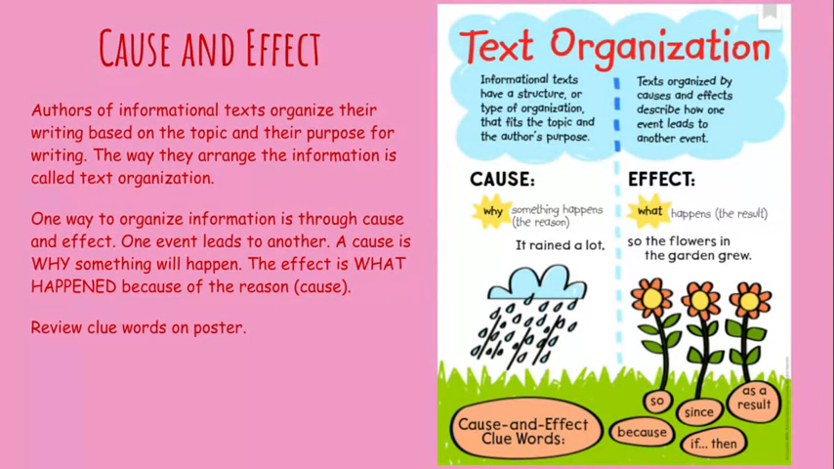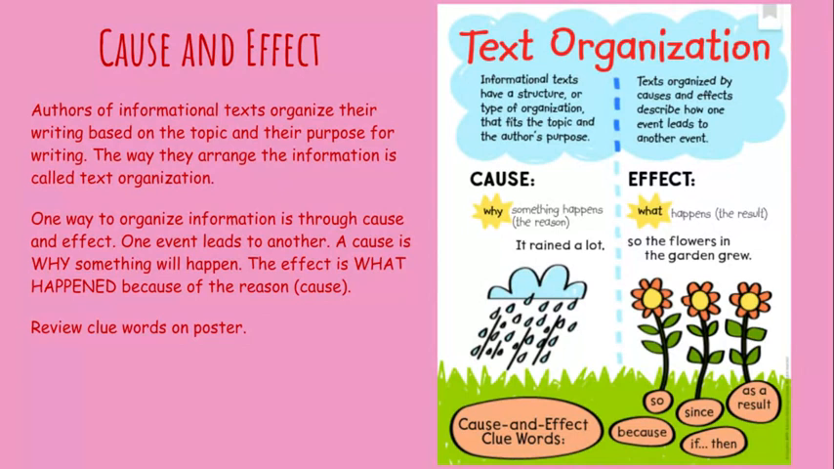Okay, so let's take a look at this poster at the side. This says text organization, and one side says informational texts have a structure or type of organization that fits the topic and the author's purpose. Cause, why. The why is something happens. The reason. It rained a lot is the why. The effect is what happens. So the flowers in the garden grew. It rained a lot, so the flowers in the garden grew.